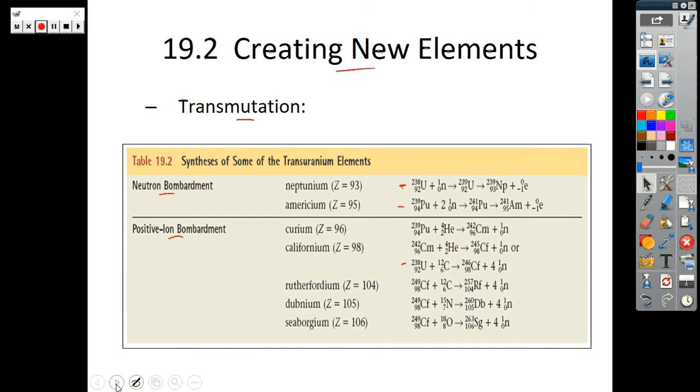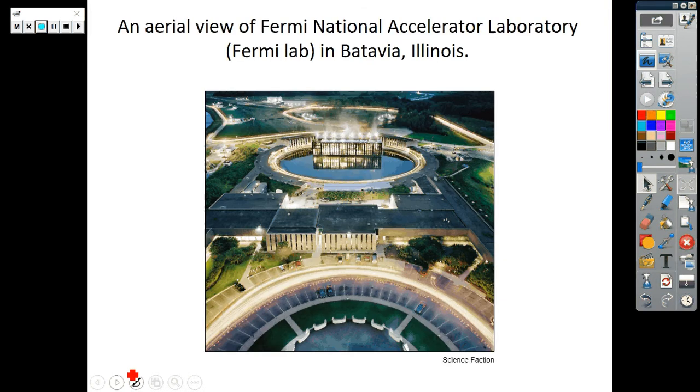Well, you've got to get these nuclei to hit each other super fast, super hard, to kind of overcome the positive repulsion that would normally push them apart. And to do that, you got to get them moving really fast. Here's a picture of a particle accelerator laboratory. This one happens to be in Illinois.